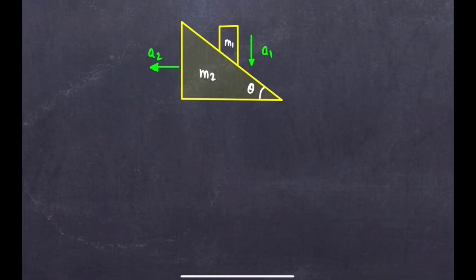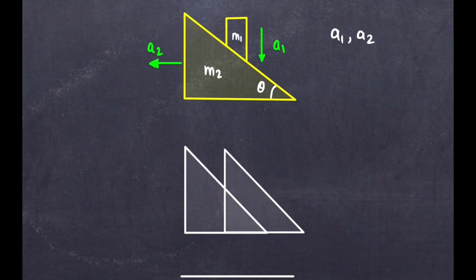Over here we have a block of mass m1 and a block of mass m2. The block of mass m1 is going downward with an acceleration of a1 and the block of mass m2 is going towards the left with an acceleration a2. In this video we are going to discuss how to find the relationship between the acceleration a1 and a2 with the help of a short trick.